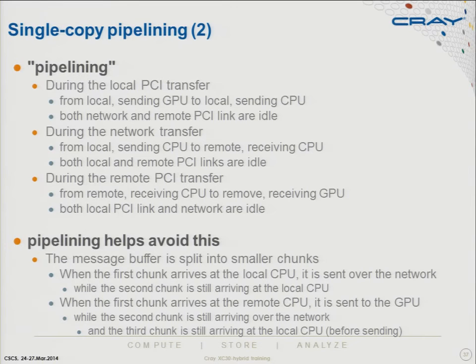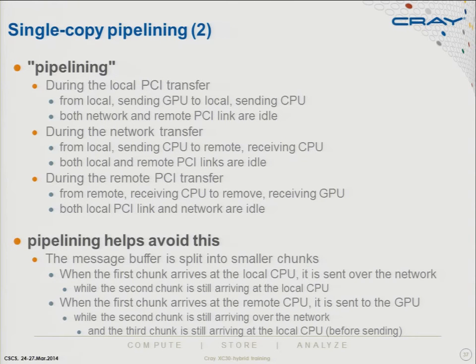Now, the PCI bus between the CPU and the GPU is the slowest link in the chain. You do not want that to sit empty. You want to try and keep it busy because the bandwidth isn't great. So you want it running all the time if you can do it. So pipelining, what pipelining does is it splits the message buffer into smaller chunks.